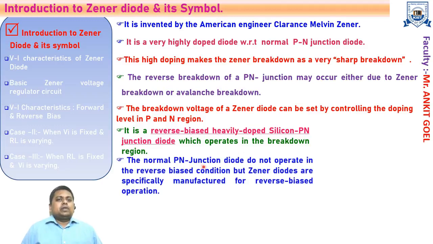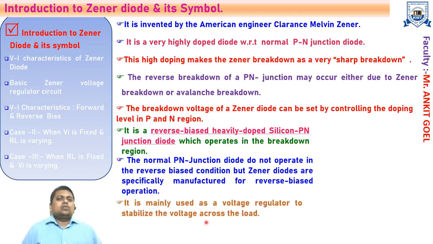If I compare with the normal PN junction diode, the normal diode is designed for applications in the forward bias region but does not operate in the reverse bias condition, while Zener diodes are specifically manufactured for reverse biased operation. For example, a Zener diode can be used as a voltage regulator to stabilize the voltage across the load. The Zener diode has two main specifications, either the Zener voltage or the maximum Zener current. Instead of maximum Zener current, sometimes the maximum power dissipation PZM is given.